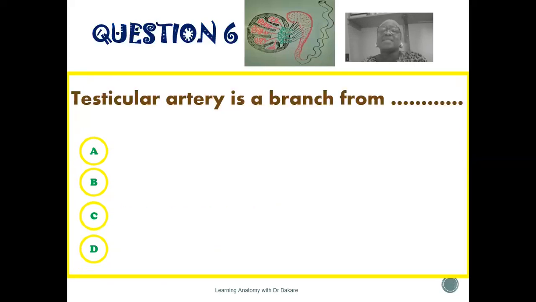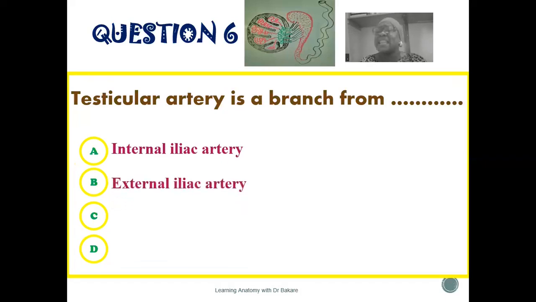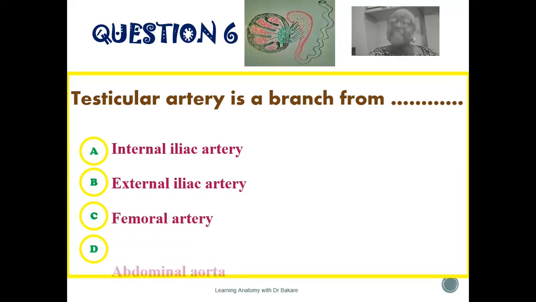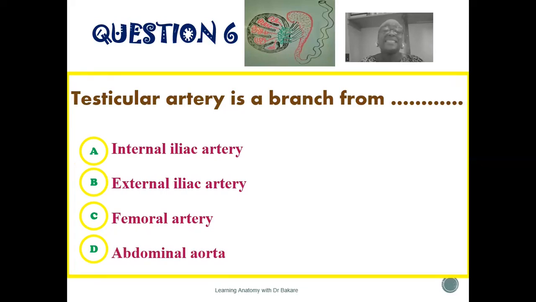The sixth question reads that the testicular artery is a branch from. So where is the testicular artery branched from? Is it from the internal iliac artery? Is it from the external iliac artery? Is it from the femoral artery? Or is it from the abdominal aorta? So which of these arteries is seen to give rise to the testicular artery?